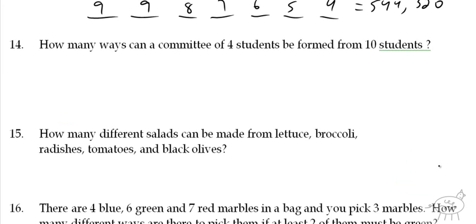All right, number 14. How many ways can a committee be formed? Oh, man, look at that, committee. Oh, I like that word. Okay, committee. There's no order involved, is there? So it's 10C4, which is 210.